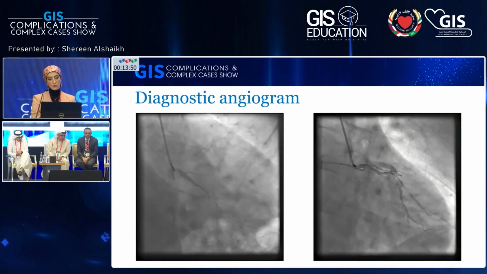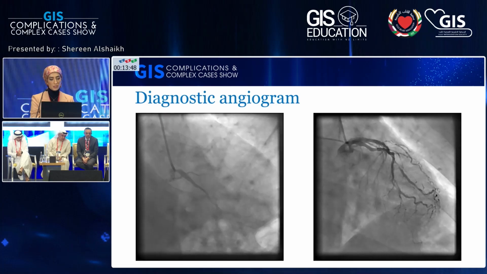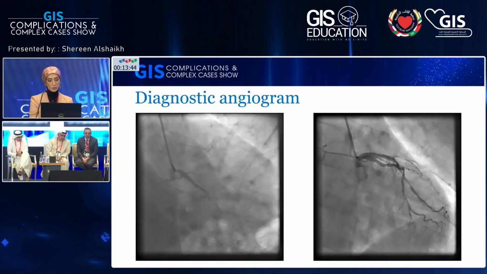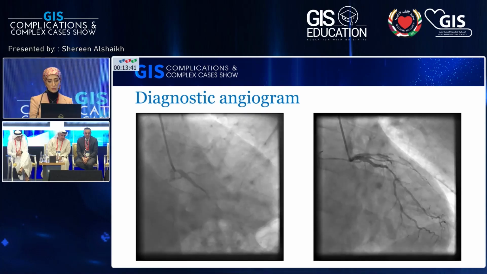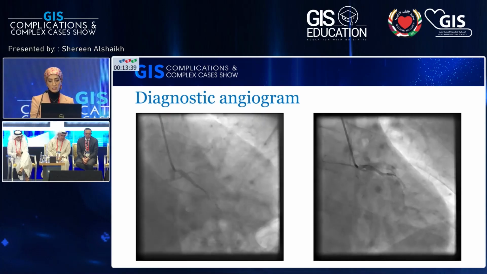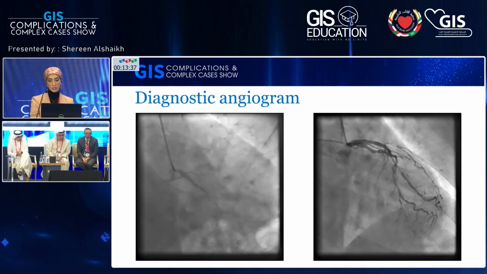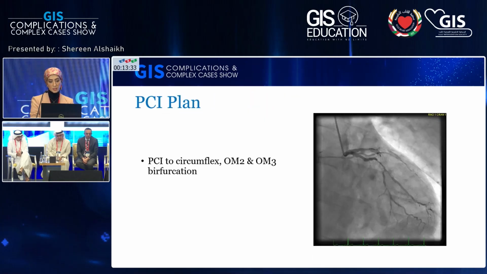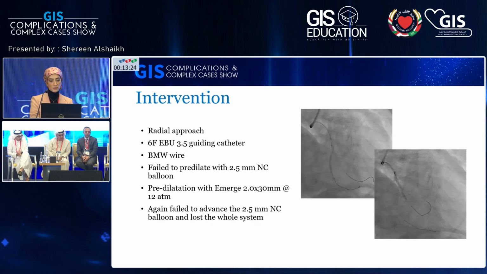And these are the caudal views, in which you can see a significant disease of the AV circumflex involving the obtuse marginals, the second and the third. In the straight AP view, you can see the angulation of that circumflex. So the plan was to do a PCI to that circumflex involving the second and third obtuse marginal bifurcation. It was a radial approach, 6 French, 3.5 guiding catheter.